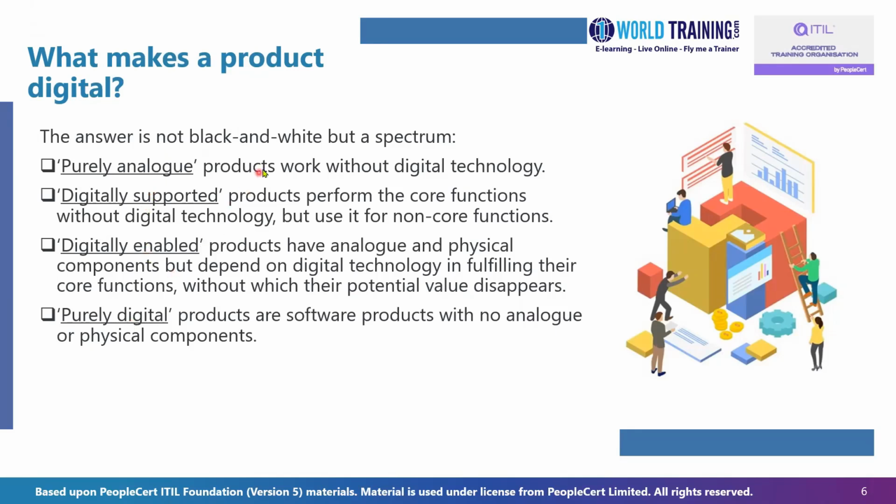Purely analog is a very old world, ancient history. Without digital technology, the products will operate. Whereas digitally supported means digital is used for non-core functions, not for the core functions. Whereas digitally enabled means digital technology is used for the core functions. Otherwise, there is no value from the product. And purely digital means there are no analog or physical components. But in the real world, we'll see some examples coming up in the next slide that in purely digital also, we may have a little bit of hardware.